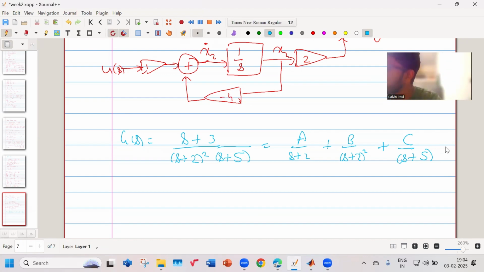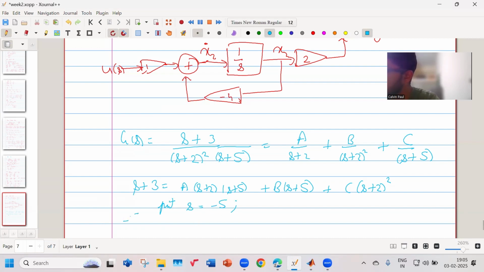So now we need to find the values of A, B, and C. So we write s plus 3 is equal to A into (s plus 2) into (s plus 5) plus B into (s plus 5) plus C into (s plus 2) the whole square. So now we put s equal to minus 5.